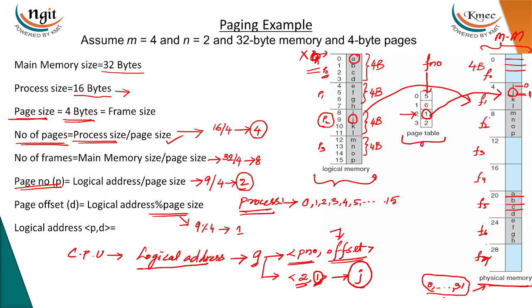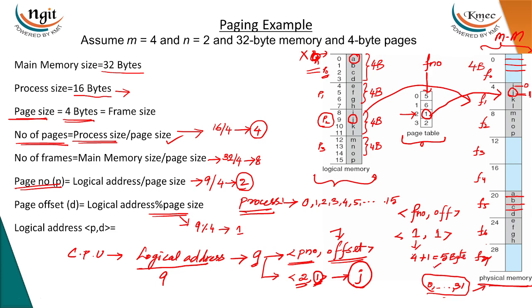If you want to find the exact byte number of this one in the main memory, what is the logical address that is generated? 9. If you want the physical address, the conversion of logical address to physical address is found from the frame number and offset. What is the frame number I am getting? 1. And the offset I am getting is also 1, because the offset in the process is the same as the offset in the frame. Now multiply the frame number with the page size, that is 1 into 4, 4, plus the displacement value 1. So it will be the fifth byte in the main memory.